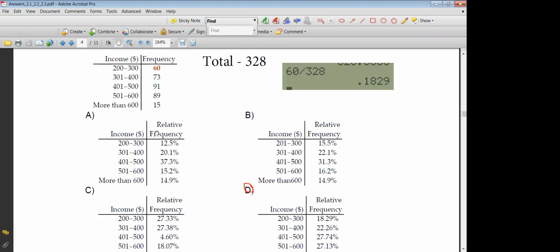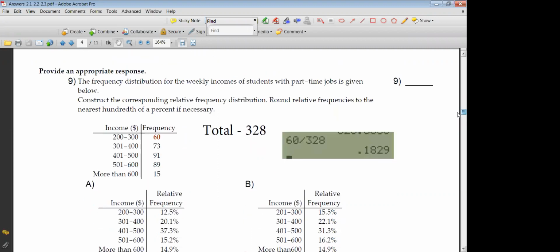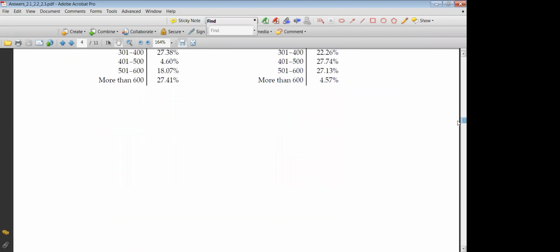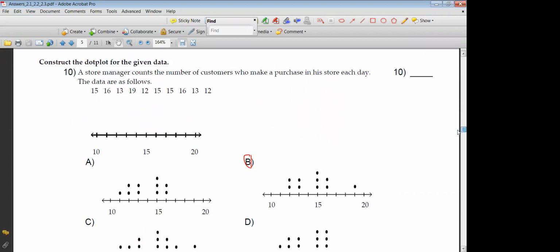You've got to add the frequencies up on your own because you're big boys and big girls. Once I found that this answer was right, there's no need for me to take 73 and divide it by 328 to prove to myself that it was 22.26%. This is the only one that had the right first answer. That is it. You are done. Move on. This problem would take you literally about a minute to do. The key thing is, with a relative frequency, you need to know the total, and the total is never given to you. You have to add up the frequencies on your own.